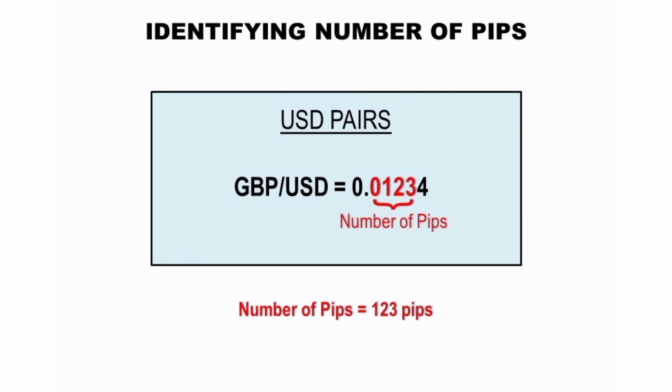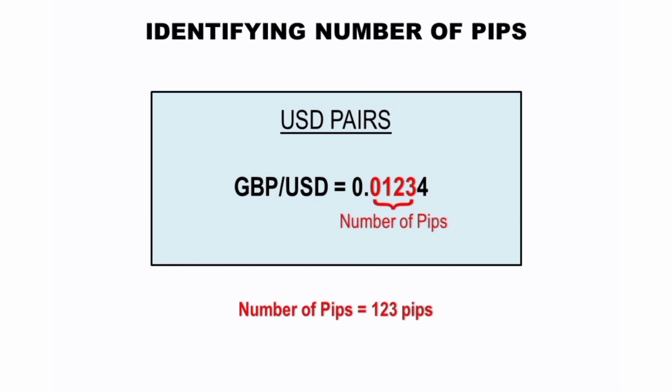To calculate lot size, we need to identify number of pips. Identifying number of pips could vary depending on the currency pair involved. The way you identify number of pips on USD pairs could be different from the way you identify number of pips from JPY pairs. So for USD pairs, the number of pips is usually the first four digits after the decimal point. So that's the number of pips.